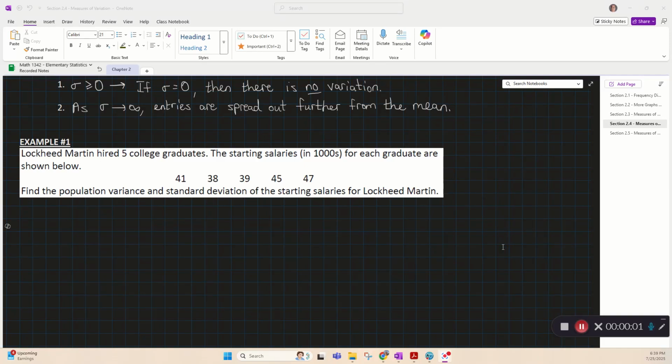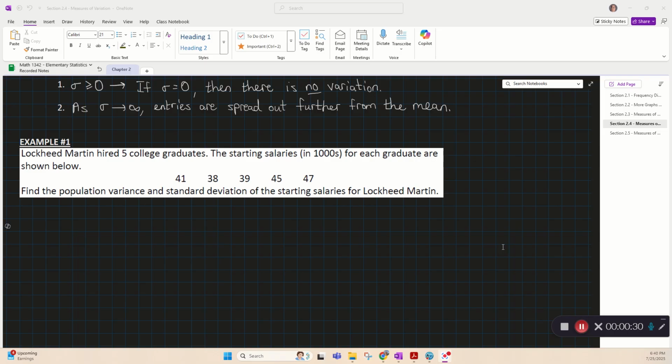Okay, so let's look at some examples of calculating the variance and the standard deviation. So, let's start. Example 1. Lockheed Martin hired 5 college graduates. The starting salaries in thousands for each graduate are shown below. Find the population variance and standard deviation of the starting salaries for Lockheed Martin.